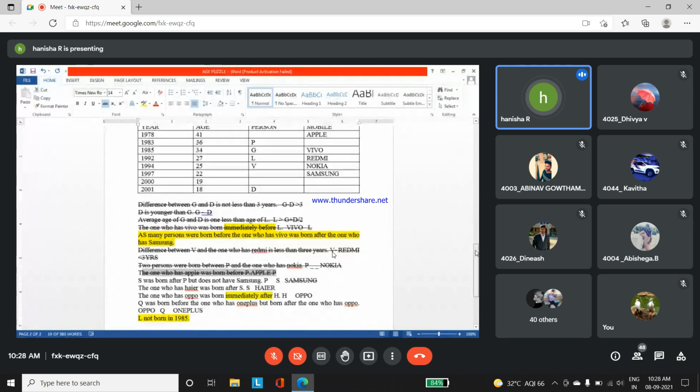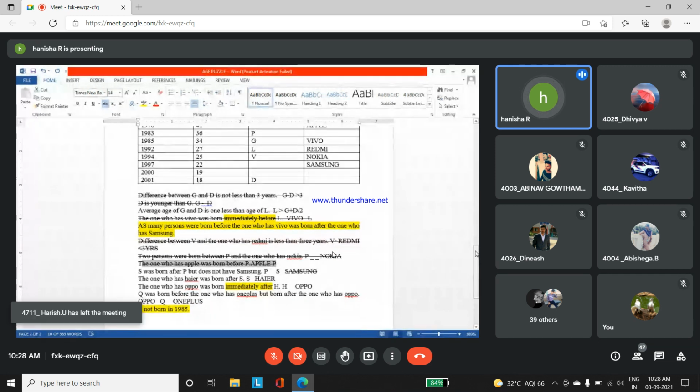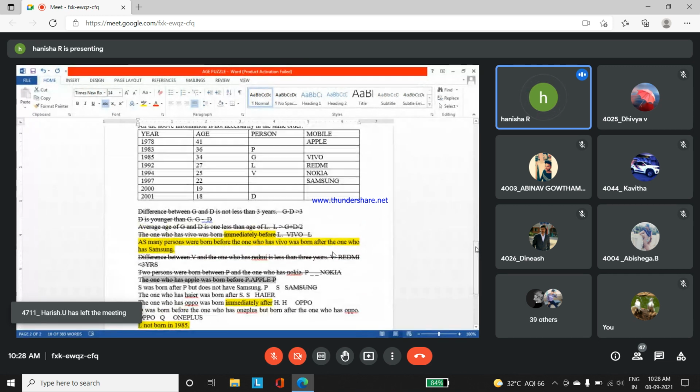Next, S was born after P but does not have Samsung. Okay, so after P you should put S. So you have two possibilities. And you have an extra clue that S should not have Samsung. That is given clearly, so here you can't put S. If you put S over there in the year 1997 of age 22, you have Samsung, which means the rule is not obeyed. Then it will give you the wrong answer.